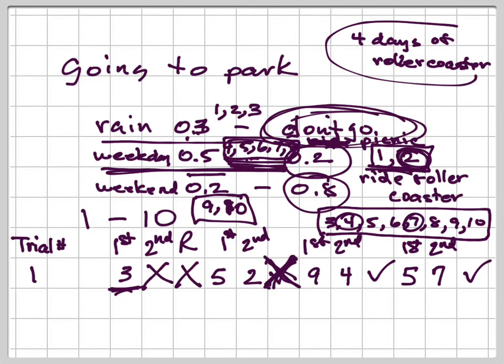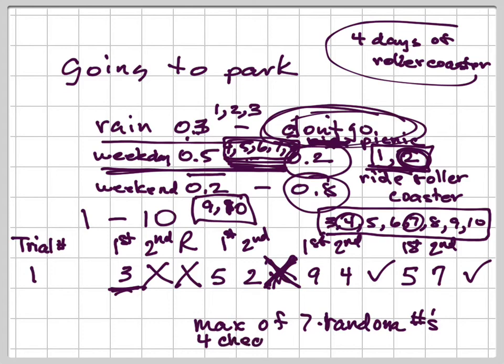Hopefully that helps, and you just decide how many trials you need to do. So say you're going to do it for 1 week. That means a maximum of 7 random numbers. And again, we wanted 4 days of roller coaster, so 4 checks for success.